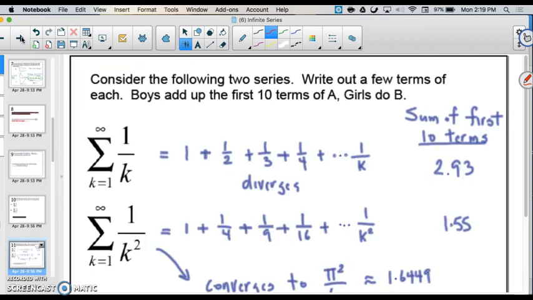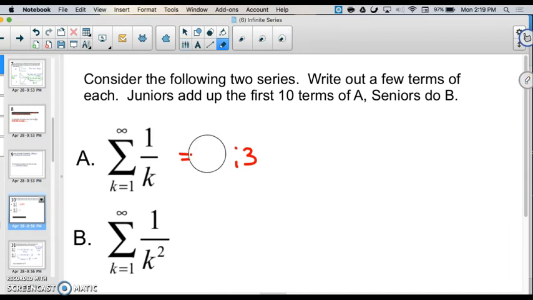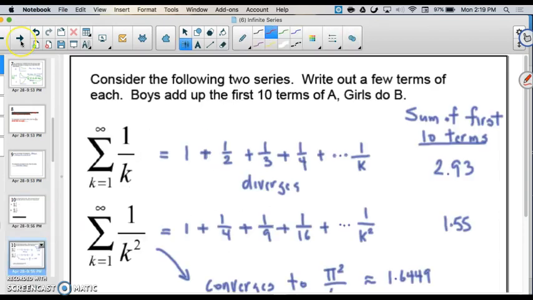Now that you have done this, actually let's stay on this slide. So hopefully when you added up the first 10 terms of this, it should have come up with something close to 2.93. And for this one, if you add up all the terms, you hopefully got something like 1.55. And let's actually look at the next slide a little bit.